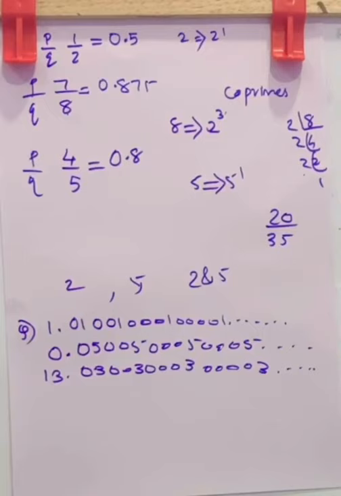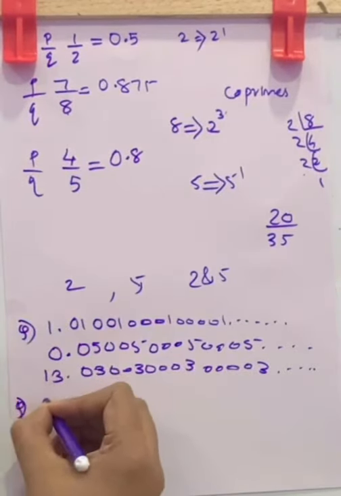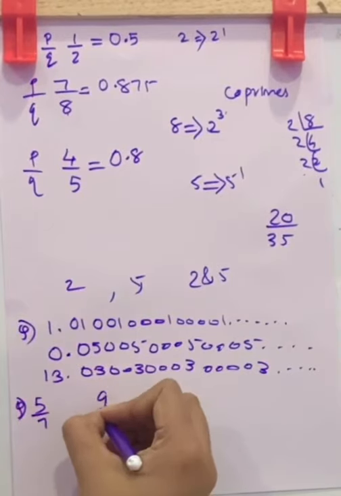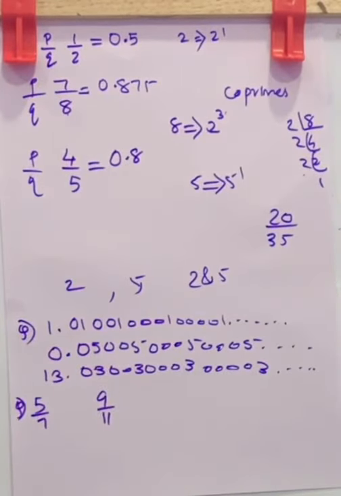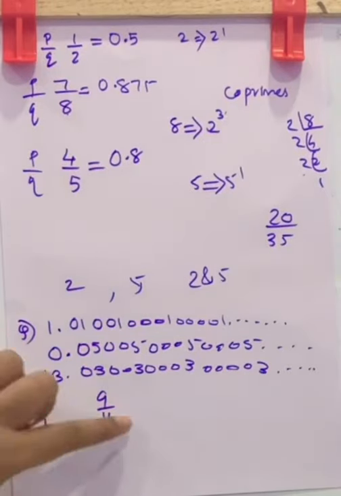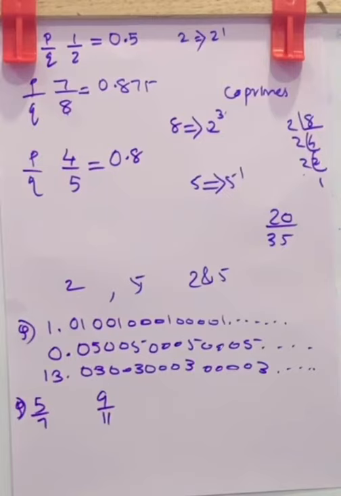Now next question. Find three different irrational numbers between the rational numbers 5 by 7 and 9 by 11. 5 by 7 and 9 by 11 are two rational numbers. So you have to find three different irrational numbers between these numbers. So first you have to find the value of 5 by 7 by dividing it. 5 by 7. Let us divide it.